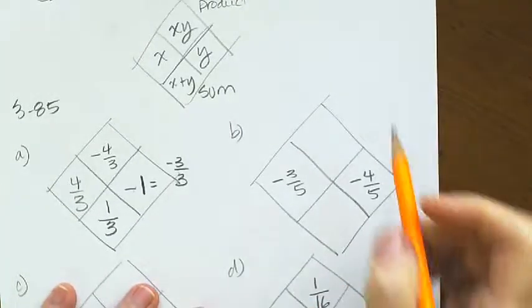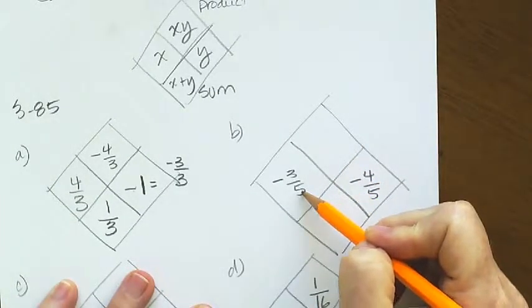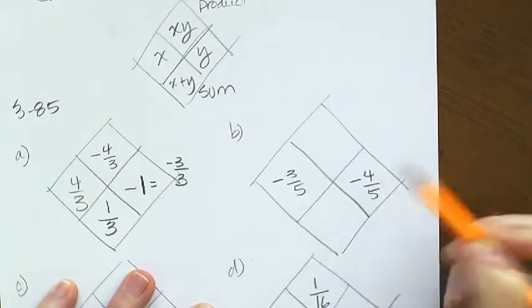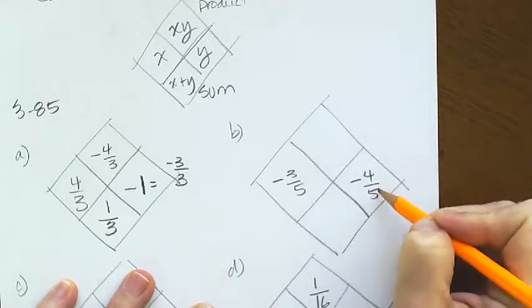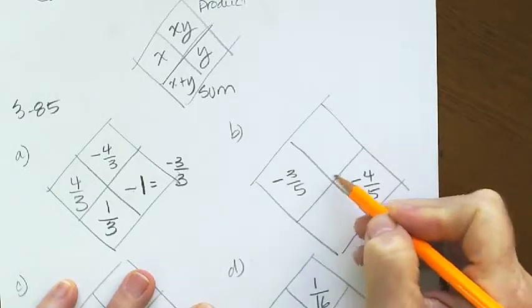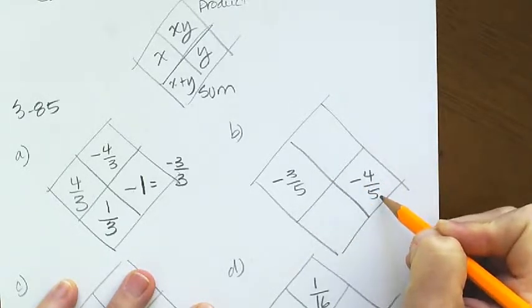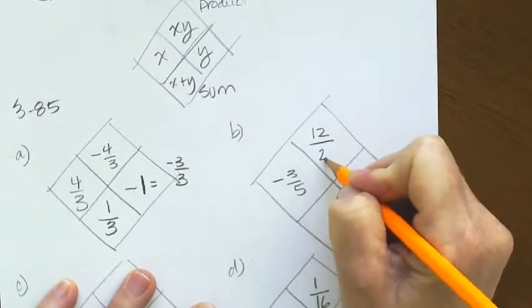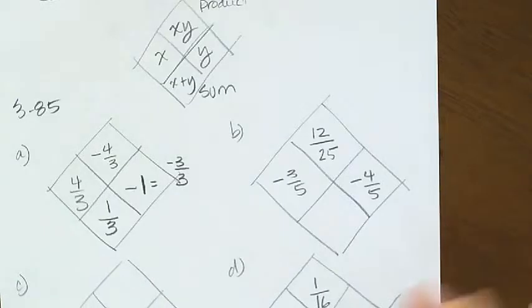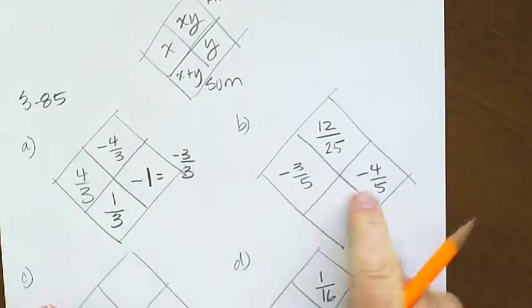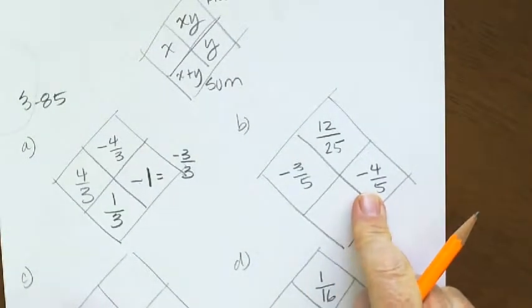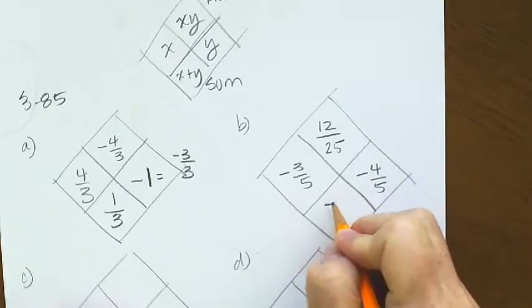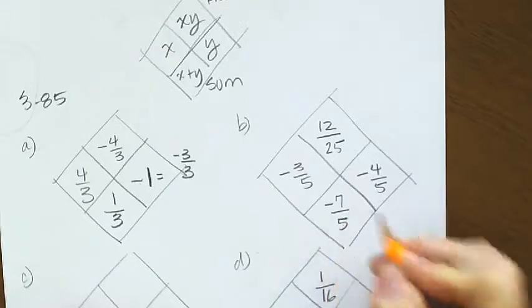Part B, we're looking for what the product of -3/5 and -4/5 would be. Negative times negative is a positive. When you're multiplying fractions, you multiply the numerators and the denominators. So that's going to become +12/25. When you are adding the fractions, you're just adding the numerators. -3/5 and -4/5 is -7/5.